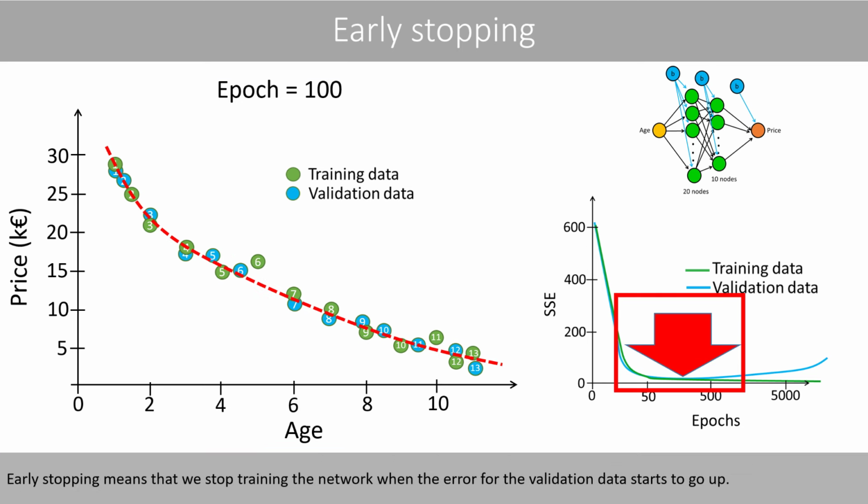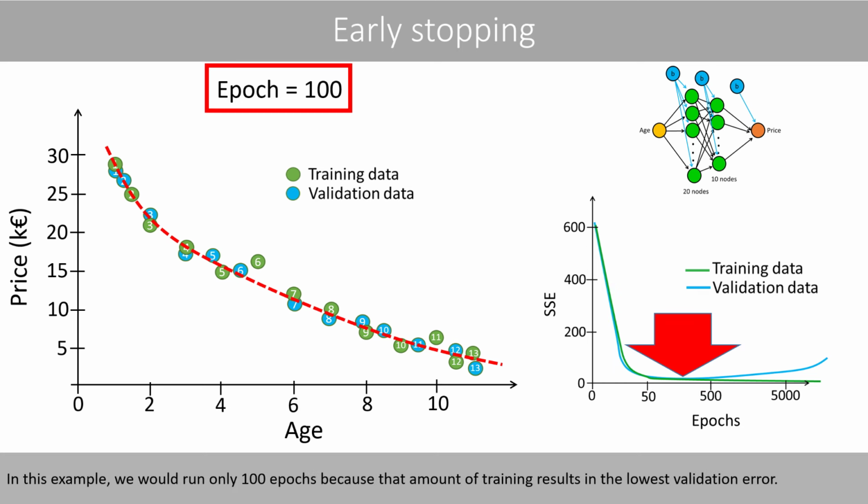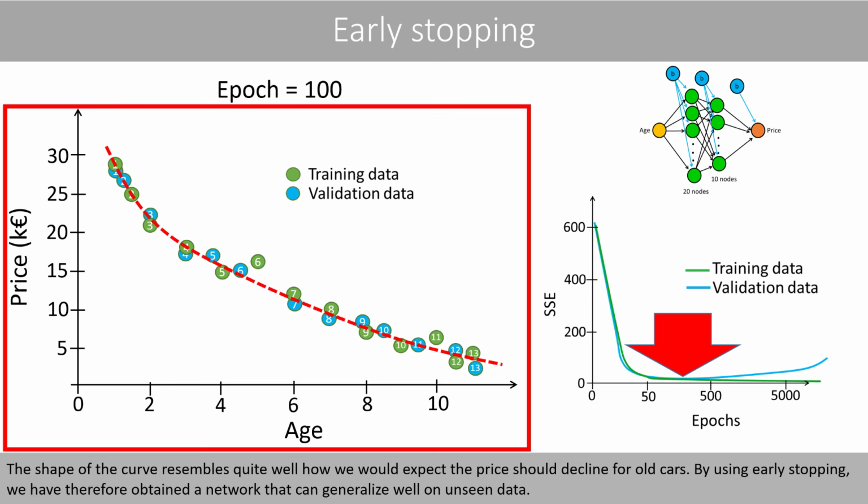Early stopping means that we stop training the network when the error of the validation data starts to go up. In this example, we would run only 100 epochs because that amount of training results in the lowest validation error. The shape of the curve resembles quite well how we would expect the price should decline for older cars. By using early stopping, we have therefore obtained a network that can generalize well on unseen data.